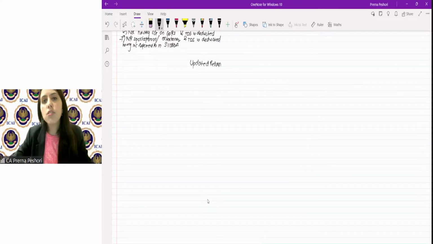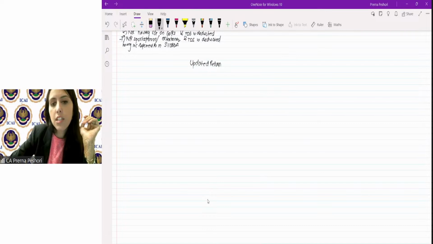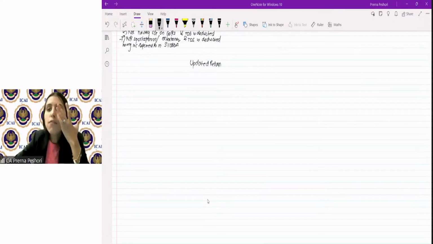This is the updated return, which is a new category introduced last year, which is kind of a voluntary disclosure scheme. Something like that we had even under the COVID era, wherein it was called the Vivad Se Vishwas scheme, right? It's something similar to that. You have got now an opportunity for 2 years from the end of the financial year to furnish an updated return. You can furnish an updated return voluntarily disclosing your income. So that is called the updated return.